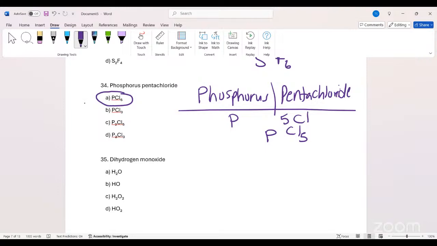I love number 35. I need to drink more of it. I love the fancy name for it. The next time you go to the restaurant, ask for some dihydrogen monoxide. Dihydrogen, di is 2, hydrogen is H, but you rewrite that as H2. Mono is 1. Oxygen is O. Bring that down, you get H2O. Dihydrogen monoxide. So letter A.